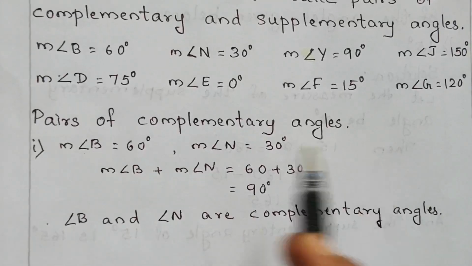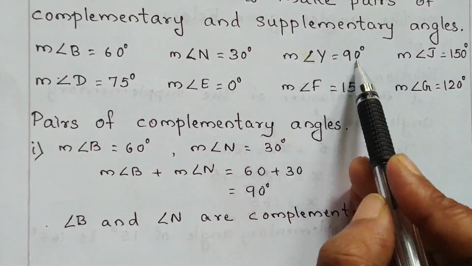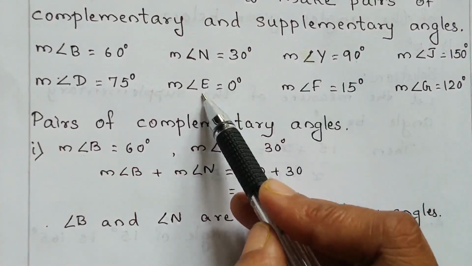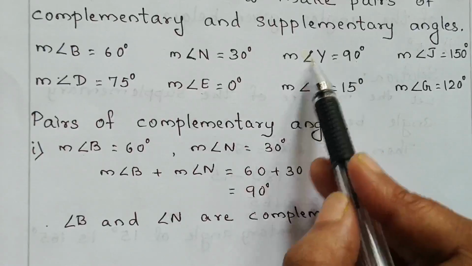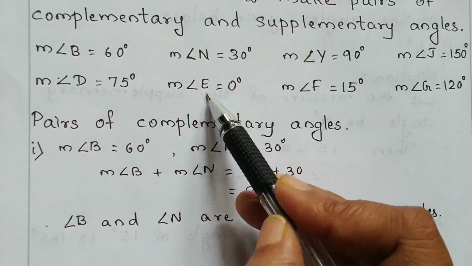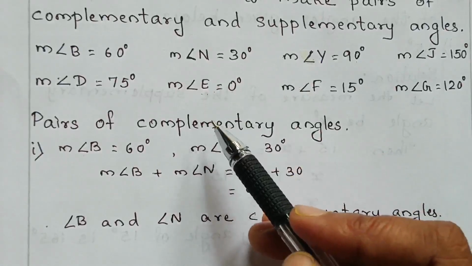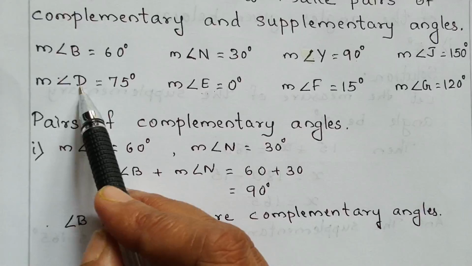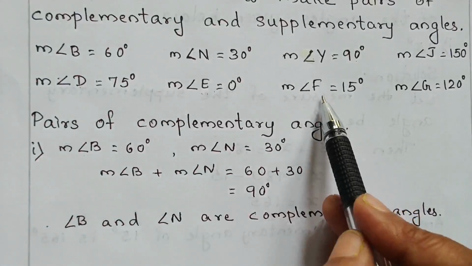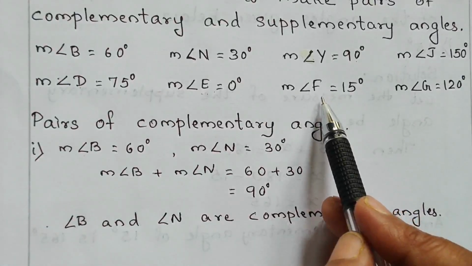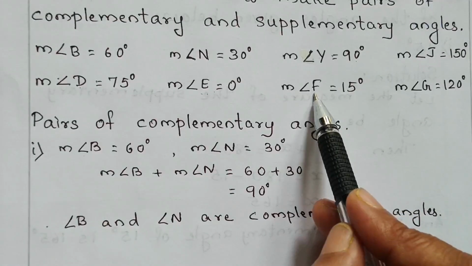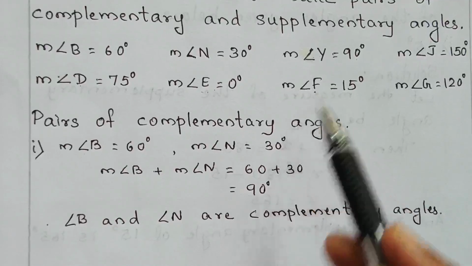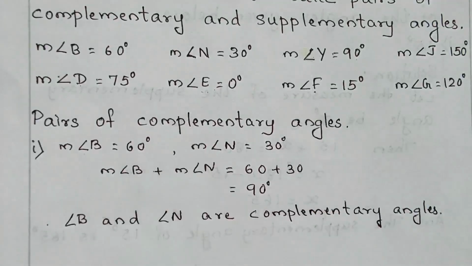Let's take some more examples. Measure angle Y is 90 and measure angle E is 0. If you add the two, how much you will get? 90. So you can say that angle Y and angle E are also complementary angles. Same way, angle D is 75, angle F is 15. 75 plus 15 is 90. So angle D and angle F also form a complementary pair. So using the same steps, you can write those angles also in your list.